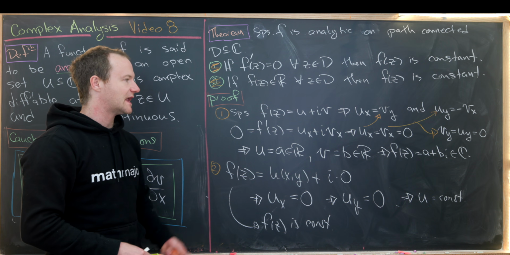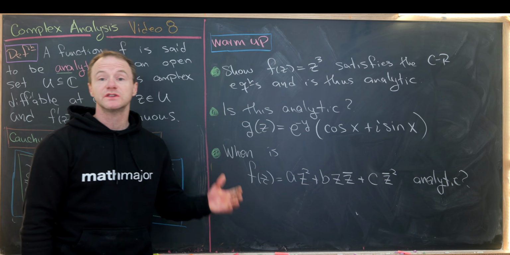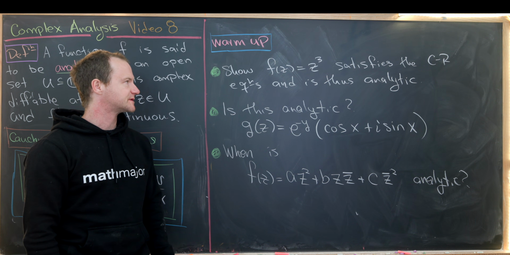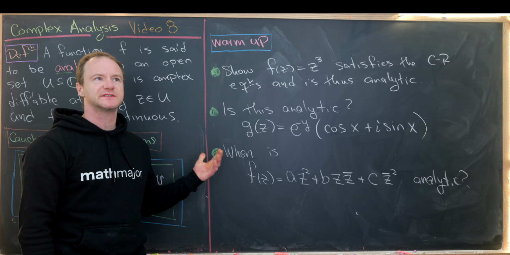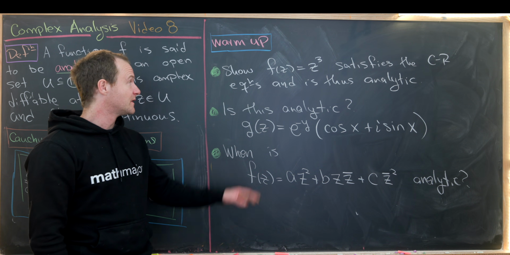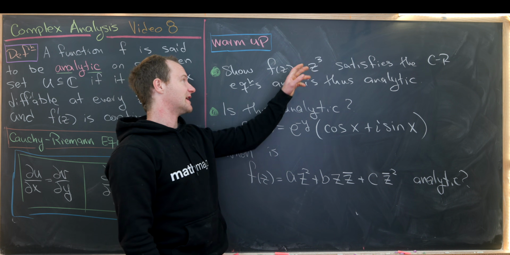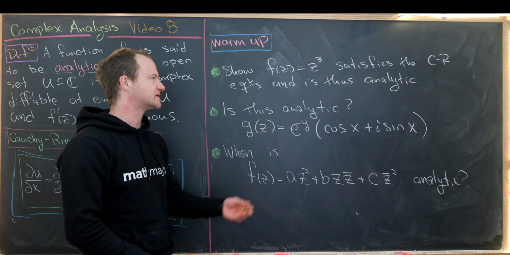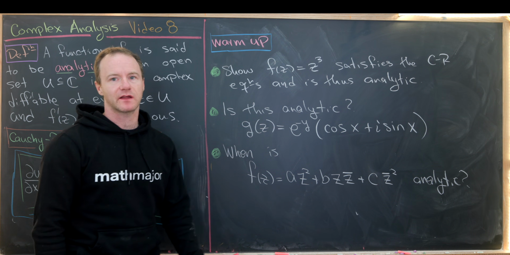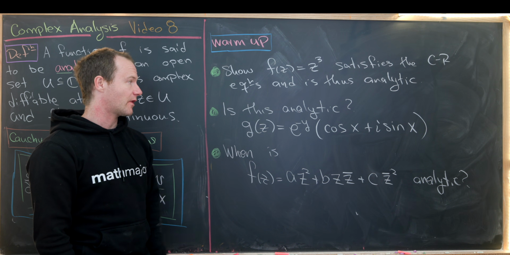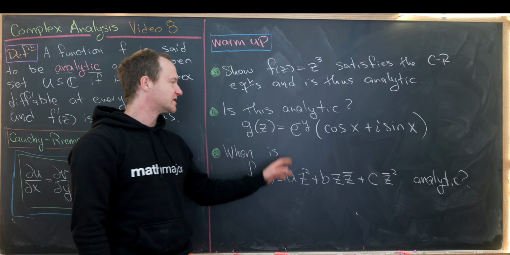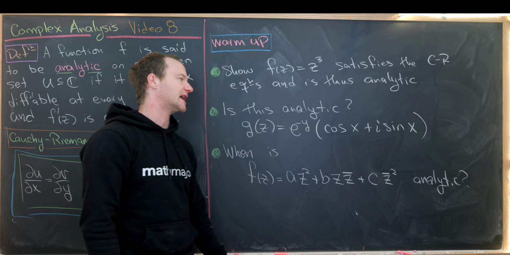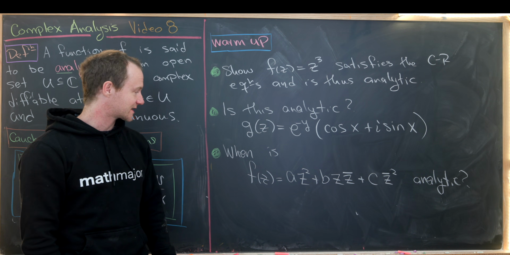Okay, so like I said, now I'm going to leave you guys with some warm-ups. So I'll leave you guys with 3 warm-up problems. The first is pretty simple. It was kind of similar to one that we did today, and that is show that the function f of z equals z cubed satisfies the Cauchy-Riemann equations and thus is analytic. Next, decide whether the following function is analytic. It's e to the minus y times cosine x plus i sine x.